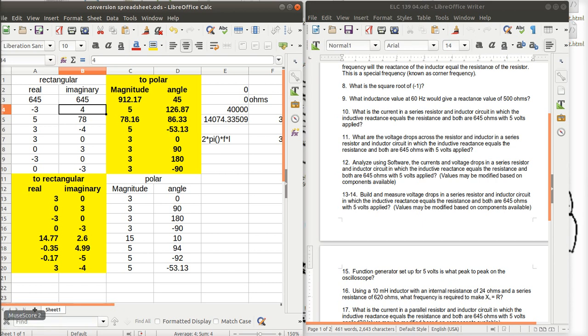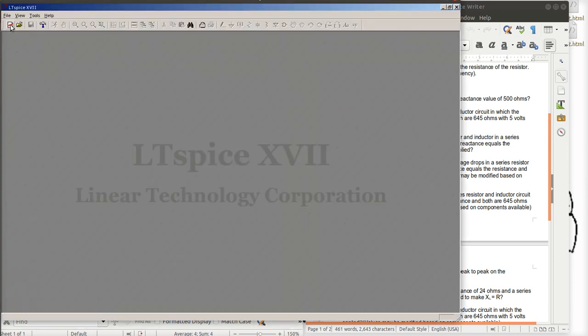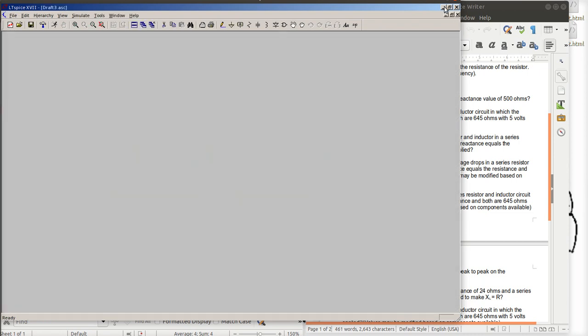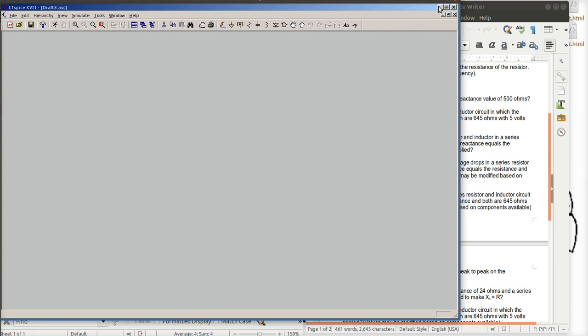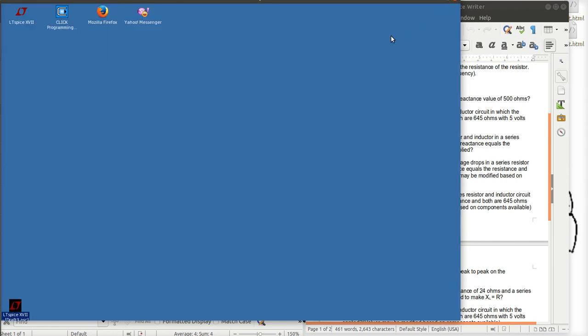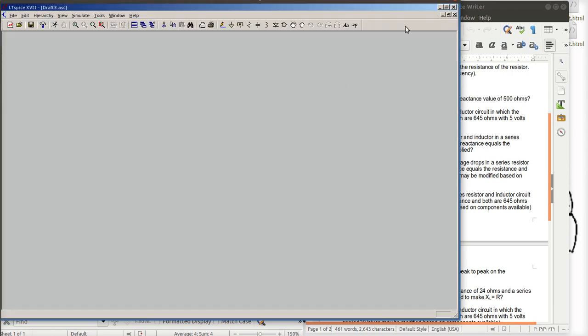So I think I left it open. It's off the screen. You can't see what I'm doing. There's Spice back. So, new schematic. Do I have my frequency for that? Want to minimize, not close. Oh. Maximize. I'm clicking the wrong thing here. There we go.